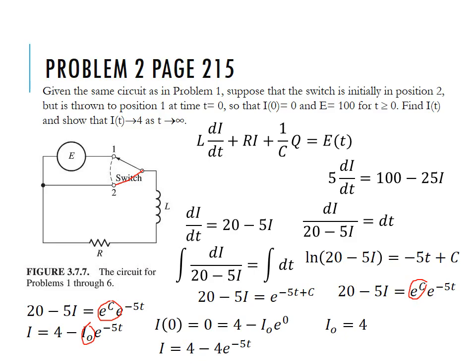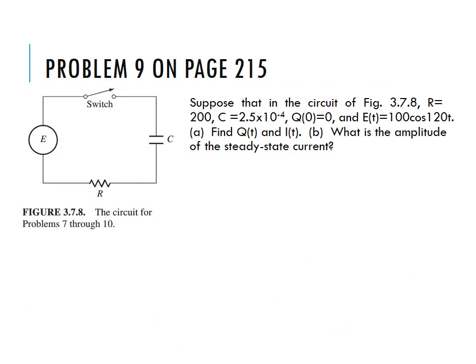Alright, let's look at another problem. It says, suppose this circuit right here, where R equals 200, and the capacitance is equal to 2.5 times 10 to the minus 4. At t equals 0, Q is 0. The power source is equal to this. So it's 100 times the cosine of 120 times t.